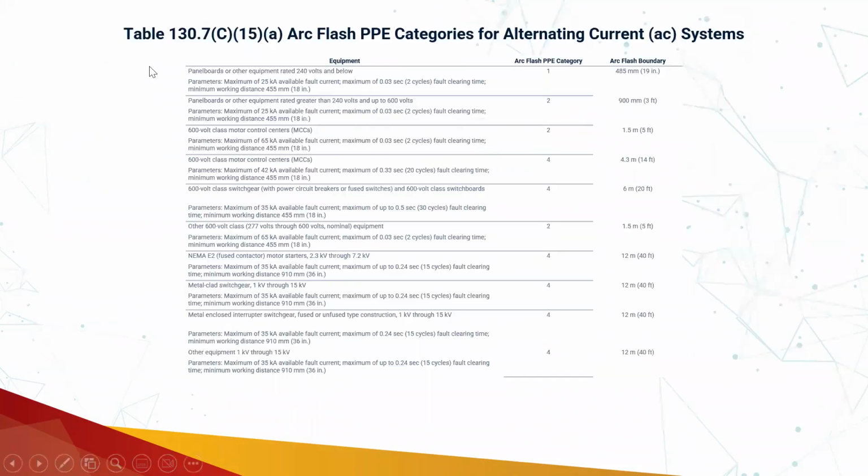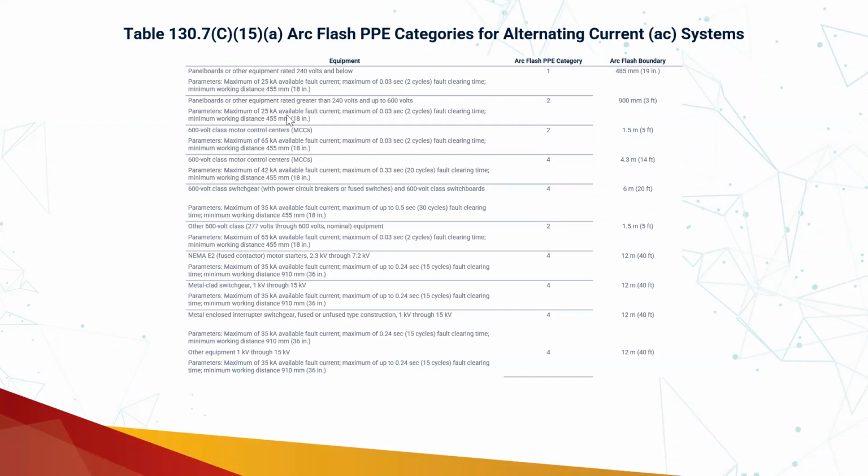So this is table 130.7 C15A. So all the equipment requirements and the parameters need to be exactly matching. Once they have matched, you will be using an arc flash PPE category 1, and you will be developing an arc flash boundary of 19 inches. If the information is not available here, then you cannot use this table. Okay, then you have to use incident energy analysis method.